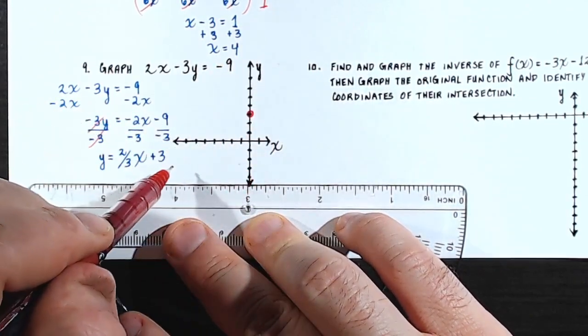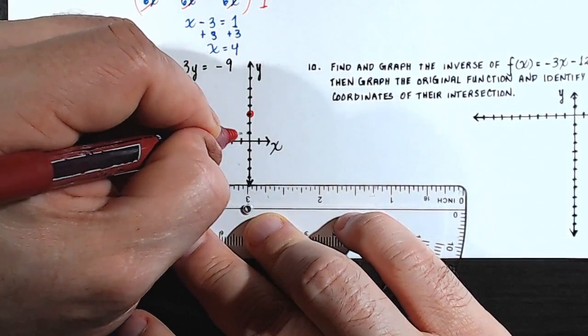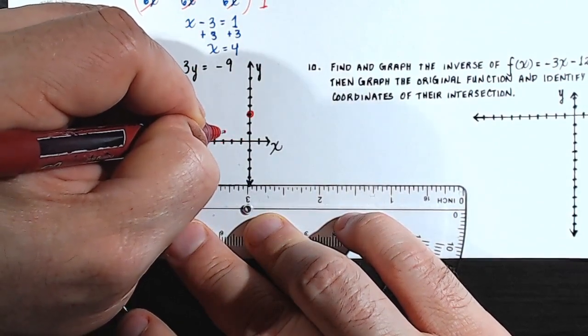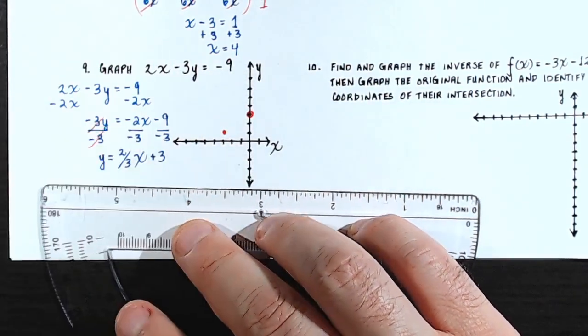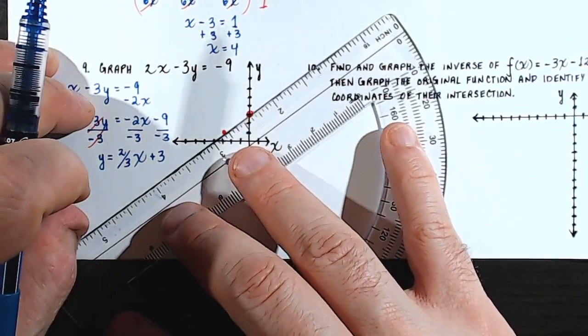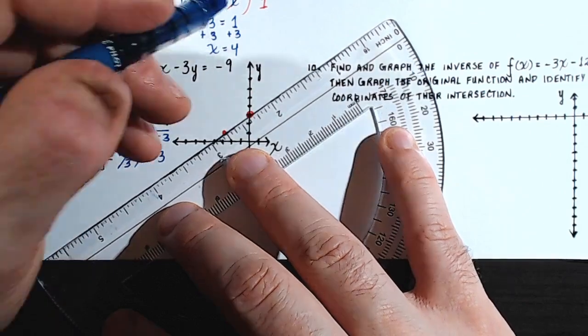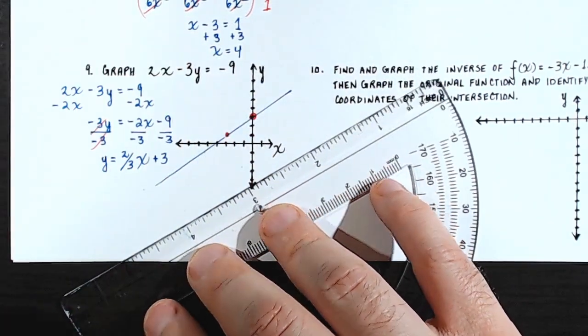I'll go down and to the left. So I'll go down 2 over 3. I mean, it works the same way as up and to the right, down and to the left. It's just the opposite. It's the same thing. Get those 2 points plotted in and draw in a line.